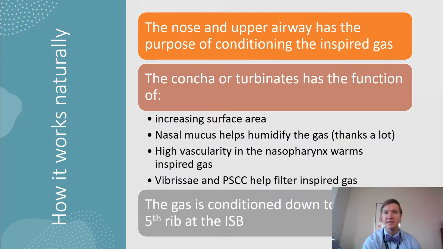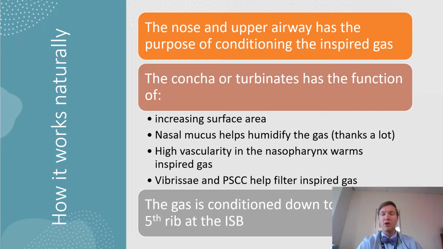So just some basics on humidity. The nose and the upper airway have the purpose of conditioning the inspired gas. Well, what do I mean by conditioning the inspired gas? Anytime that you take a deep breath in through your nose, it's got to go through the vibrissae, the little nose hairs at the front of the nose, through the nasal pharynx, through the concha, and all those things that have a high amount of mucus in there. I have a high amount of pseudostratified ciliated columnar epithelium cells in the posterior 2/3 of the nasal pharynx there.